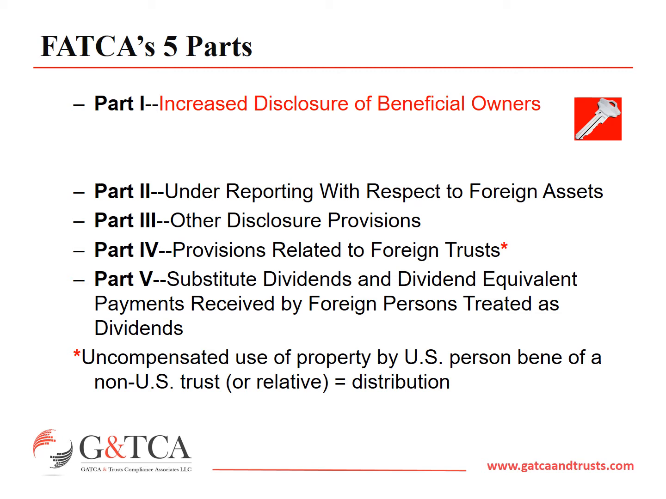Let's put Part 4 of FATCA to the side. The rest of this presentation will focus on Part 1, Increased Disclosure of Beneficial Owners. You can essentially ignore Parts 2, 3, and 5. They deal with other obligations but have nothing to do with the automatic disclosure of information.